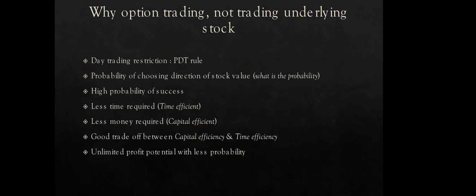You don't know. So for buying a stock, keeping everything constant, the probability is 50%. But in the option market, you can choose a high-probability trade. You can find those contracts which have a high probability of success. Another thing is that less time is required, because day trading or other approaches take a long time, but option trading you can do in maybe 15 minutes per day.